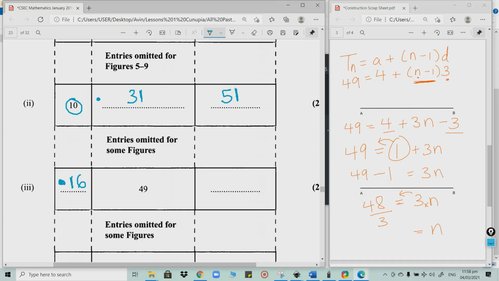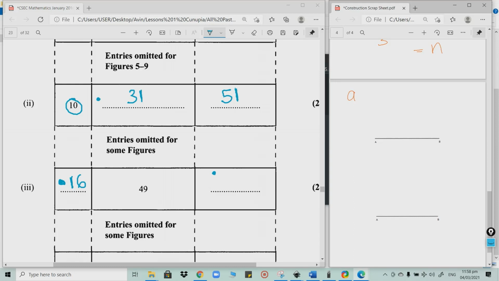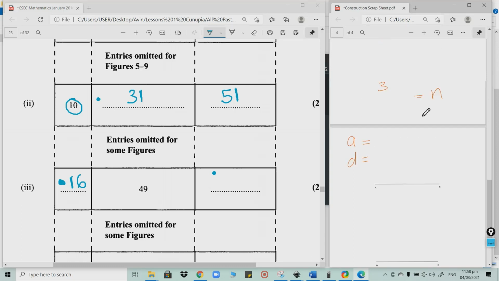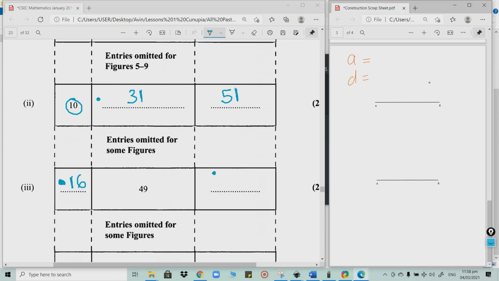And now they want us to find this over here. For the lines, remember, A is how much again, and D is how much? I keep forgetting, just a little bit sleepy here. For the lines, A is 6 and D is 5. So Tn is equal to A plus n minus 1 by D. Tn is what we are trying to find, but it's actually T16 we are trying to find. We now know it's 16.